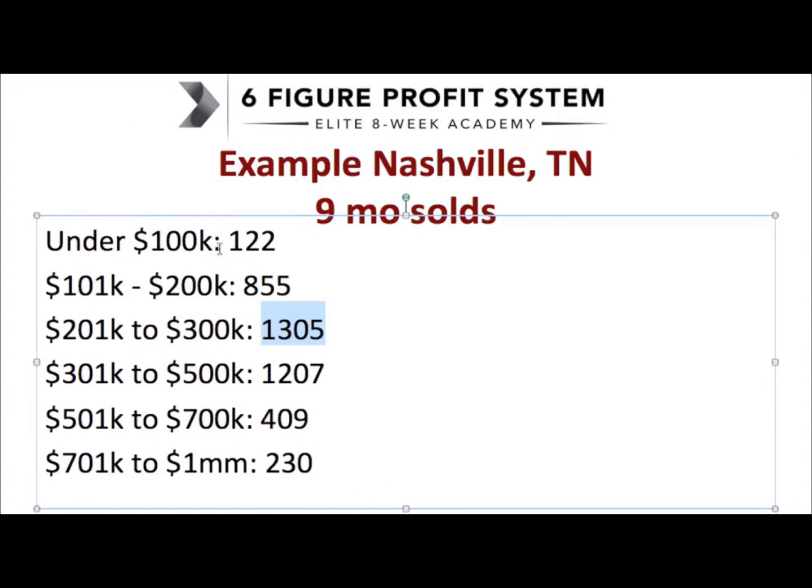So there's not a whole lot of activity under 100,000. There's not really a very big market under 100. 100 to 200 jumps up. We're not too bad there. There's quite a bit, almost 1,000, right at 855. Over 1,000 in each of these price points. Huge drop off though from 500 to 700. We dropped down to 409, and then that's about half of what we're up here, and then half again between 700 and 1 million.